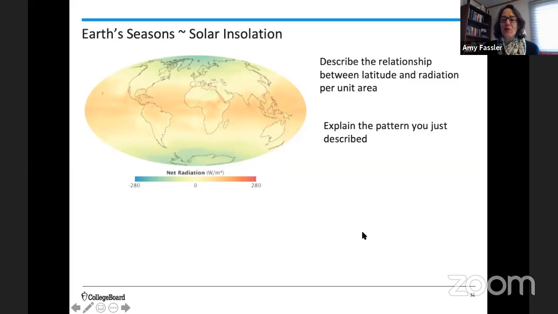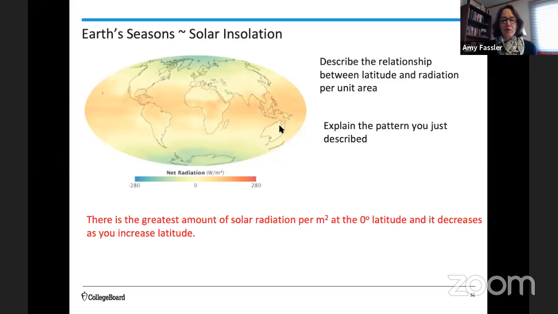Next, I want you to be able to explain the pattern. Remember, we're really focusing on describe, explain using some type of model. The easier part is maybe describing what happens, that identify, interpret, that Dr. Sowell and I have been working on with you. Next, you have to be able to explain solar insolation. So the relationship is there is an increased amount of solar radiation at 0 degrees latitude, the greatest amount at 0 degrees, and that it decreases as you increase latitude.